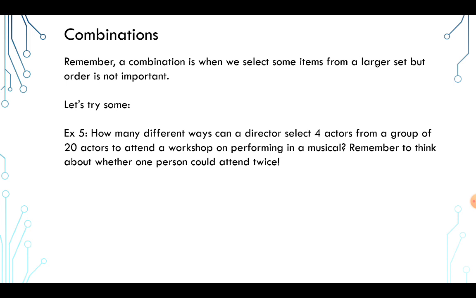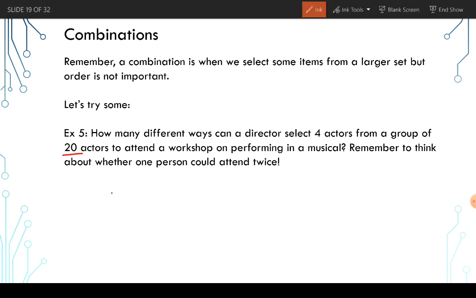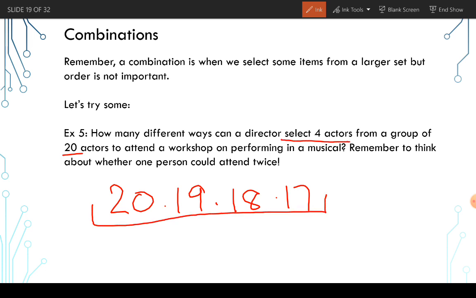Okay? So we would start with the number of actors total. Once that actor has attended once, no longer can attend, so we have 19 options. Once those 2 have attended, we only have 18 options left out of the 20. And once those 3 have attended, we only have 17 options left. We stop when we have 4 values. We want to select 4 actors. That multiplication, 20 times 19 times 18 times 17, gives us 116,280.